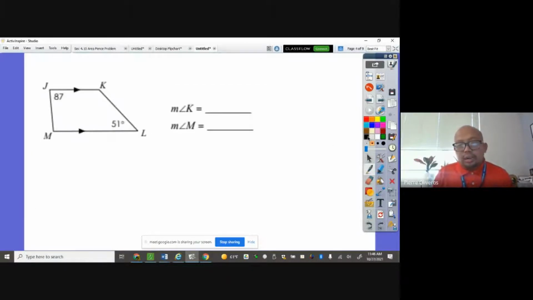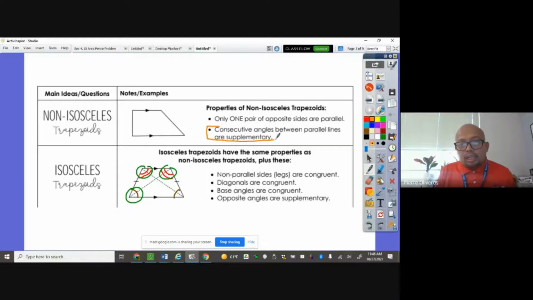So let's go ahead now here. We know that this one here is a non-isosceles because JM and KL are not equal or it's not defined at all. So if this is 87 and that's 51 here, we know that L and K have to be supplementary, because consecutive angles between the parallel lines are supplementary. Meaning this angle here and that angle have to equal 180. This angle here and that angle have to equal 180. They have to be supplementary.